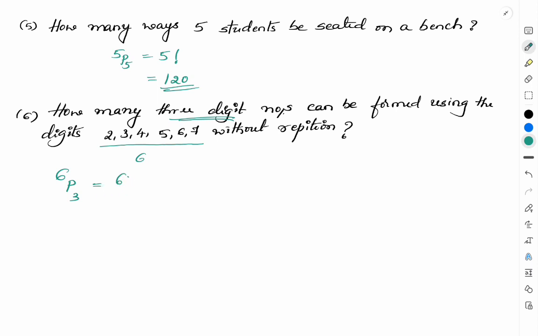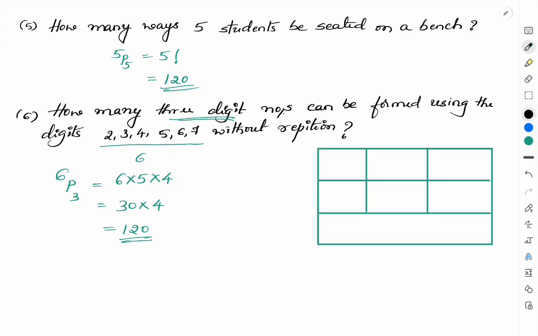So this is nothing but 6 into 5 into 4, which is 30, into 4, 120 different ways. This is one way of doing it. Here is another way how you can solve this. We'll draw a table like this.